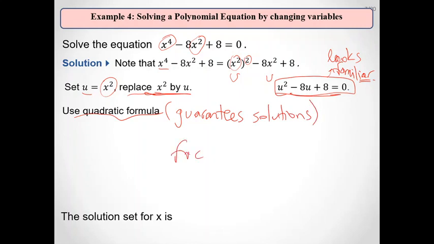Factoring is not always good, I mean, feasible.